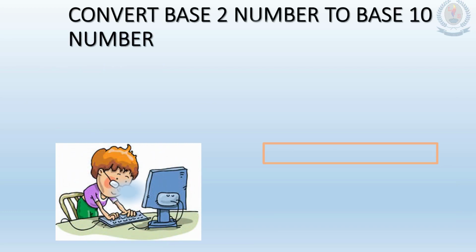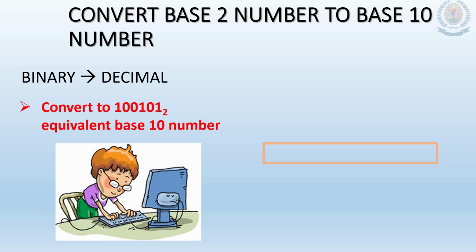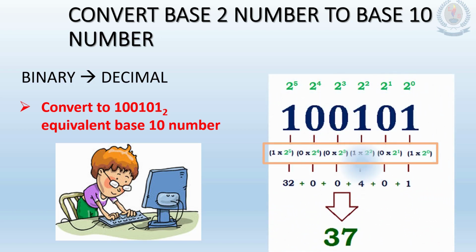And then next, convert base 2 numbers to base 10 numbers. That is the other way around. Simply you are going to convert binary into decimal. So this is the binary value. Let's see how it comes to the decimal number.